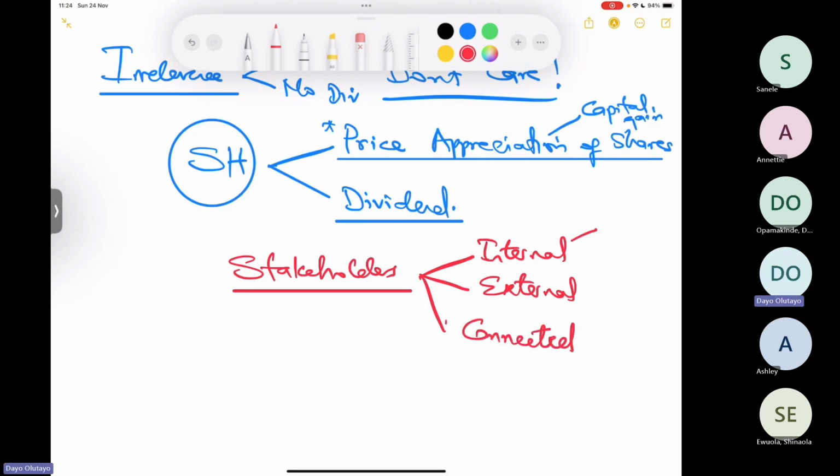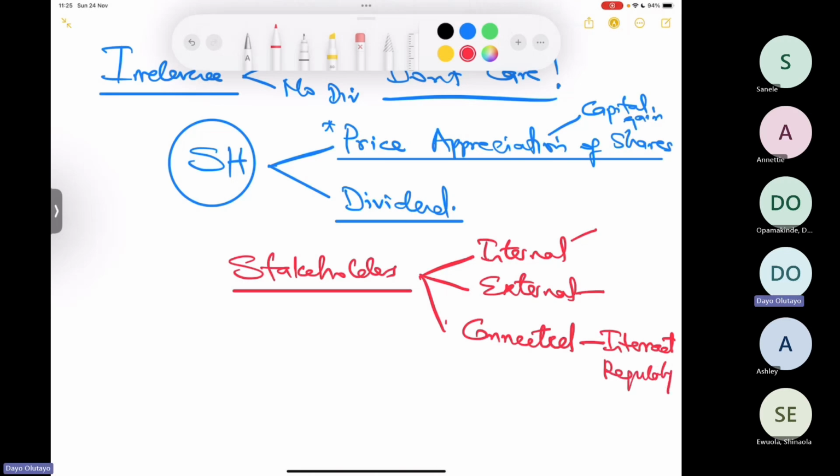The internals are the managers, the staff, everybody that is working within the organization. External, those are the guys that are not involved in the day-to-day activity of the organization. Connected are the ones that are not directly inside the organization. However, they interact regularly with the organization. They are not internal, they are not staff, but they interact regularly.